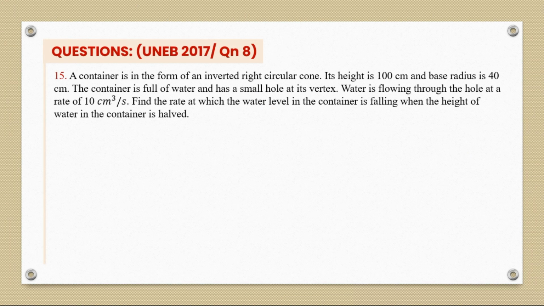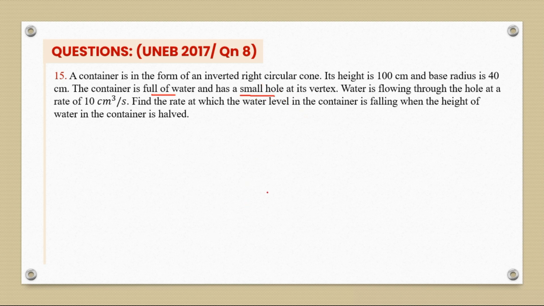Alright, our next question is from UNEB 2017, and this was question number 8. We're told that a container is in the form of an inverted right circular cone. Its height is 100 centimeters and its base is 40 centimeters. The container is full of water. Mark that we're being told that the container is full of water and has a small hole. This is also another keyword. Now you should note, when a container has a small hole, it means that water leaks through it.